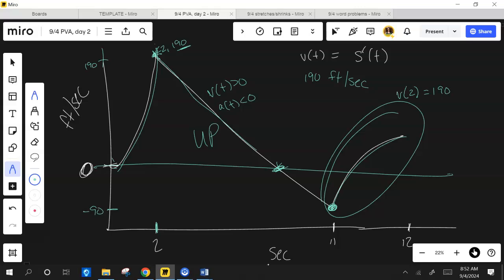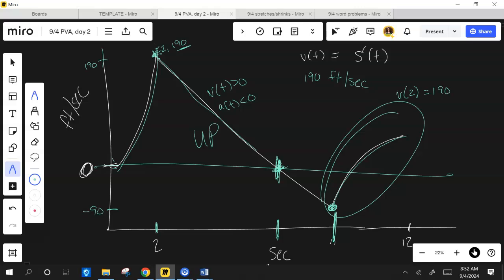How long did the rocket fall before the parachute opened? 8 to 11. Right. How long did it fall? Where did it start falling? It started falling here. Parachute pops out here. How long was that? 3 seconds. Yes?